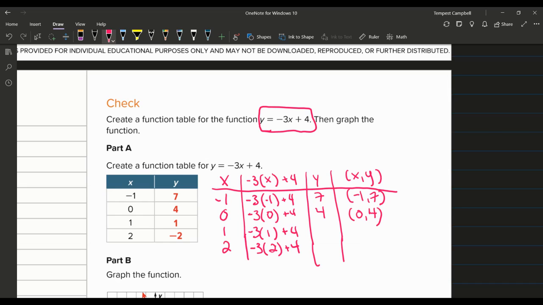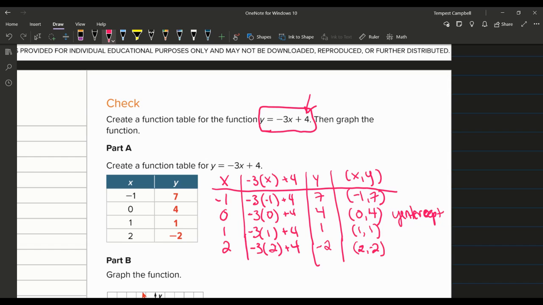And we should have that. That's our y-intercept. That's this guy right here. Then we're going to have negative 3 times 1, which is negative 3, plus 4 is a positive 1. So our next point is going to be at 1, 1. And lastly, we're going to get negative 6 plus 4 gives me a negative 2. So we're going to have a point at 2, negative 2.